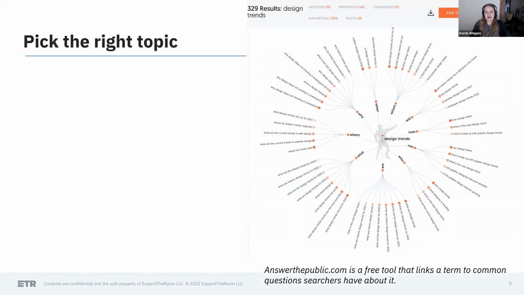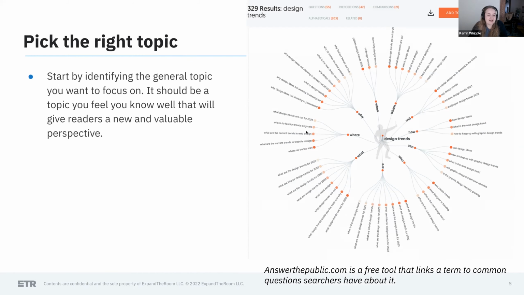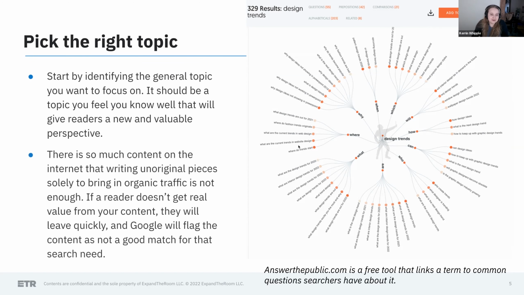So first, when you're writing an article, you want to start by picking the right topic. I feel like at this point, you shouldn't need to focus too much on SEO. You really want to focus on a topic that you genuinely know well, and you feel like you're going to give readers a new perspective that they haven't heard before. I really feel that there's so much content on the internet that you don't want to write a piece solely because you're going to get organic traffic to the site.